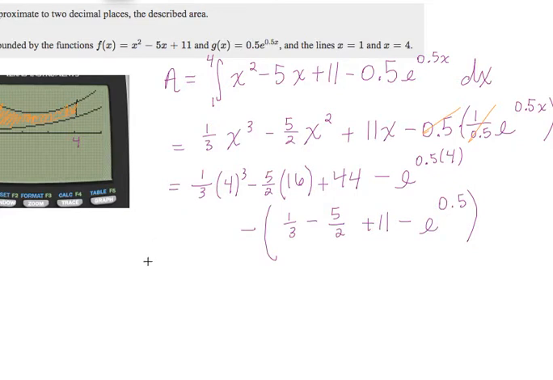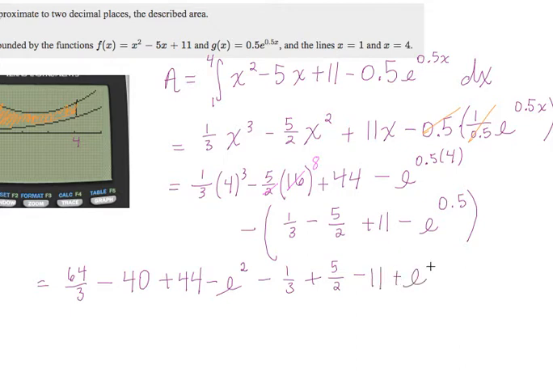All right. So let's see. 4 cubed, 4 times 4 is 16, times another 4 is 64, so that's 64 thirds. Minus, let's see, 16 over 2 is 8. 8 times 5 is 40. Then we have plus 44 minus e to the, let's see, 0.5 times 4, that's a half times 4, that's 2. And down here we've got minus a third. I'm going to go ahead and distribute this negative out. Plus 5 halves minus 11 plus e to the 0.5.